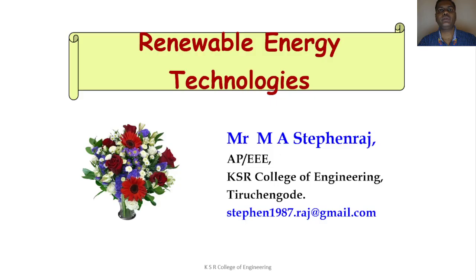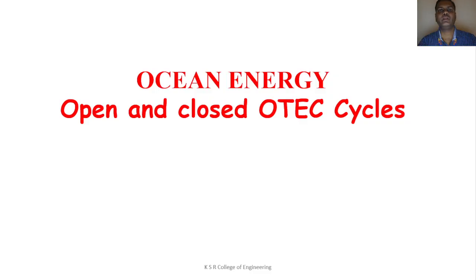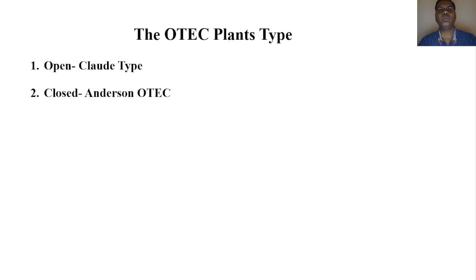Today, we are going to discuss one of the renewable energies, that is ocean energy. Here, we have two classifications: open and closed cycle ocean thermal energy conversion systems. The open cycle has another name, the Claude type. The closed one has another name, the Anderson ocean thermal energy conversion system.